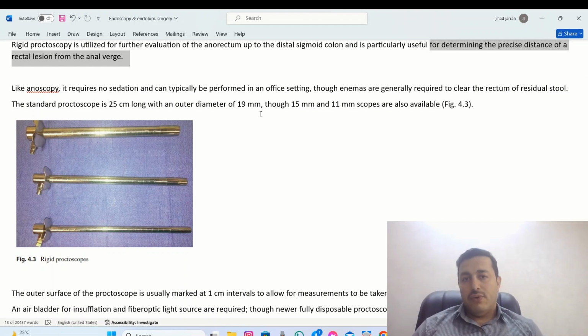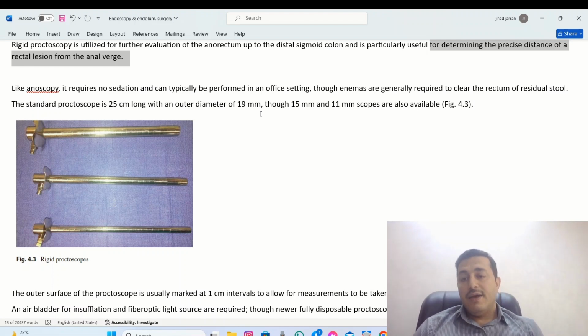Proctoscopy, we are talking about the rectum. The rectum is a site for storage of stool. So bowel prep, or preparation, evacuation of the rectum, is preferable, unlike the anoscope, but sedation is not required. So we do not need sedation, but we need some kind of rectal preparation.